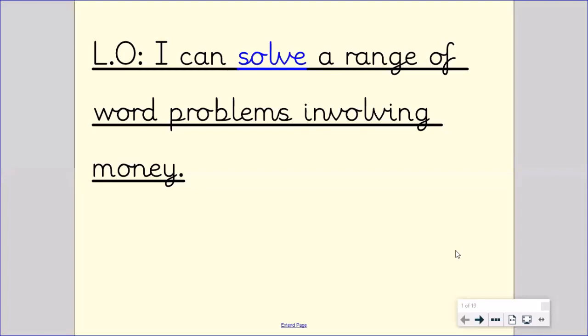For the next 3 days you're going to be solving a range of word problems involving money. So some of them will be addition, some of them will be subtraction, some multiplication and some division. All of them will have more than one thing that you need to do to complete the question.